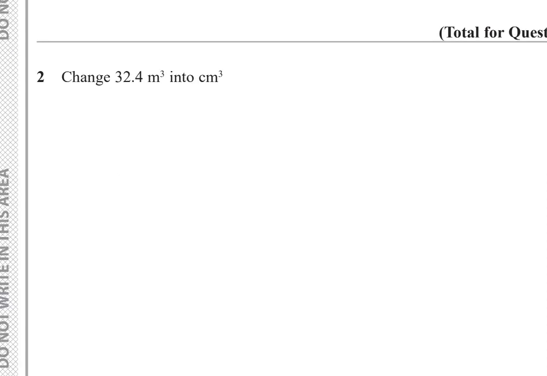Number 2, change 32.4 meter cube into centimeter cube. From meter cube to centimeter cube, times 100 cube, because from meter to centimeter times 100. So times 100 cube means times 1 million. So the answer is 3, 2, 4 and add 5 zeros, centimeter cube.